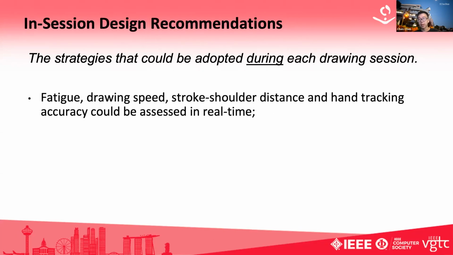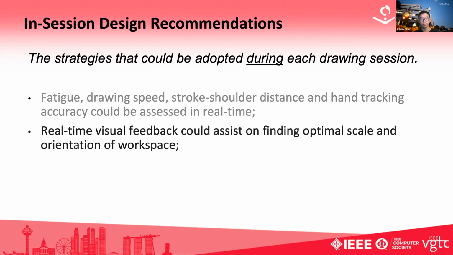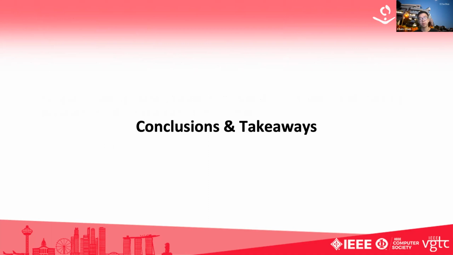The second type of design recommendation focuses on the in-session stage, which refers to strategies that could be integrated during each drawing session. For example, the information of fatigue, drawing speed, stroke shoulder distance, and hand tracking accuracy could be visualized in real time to help users better regulate their drawing postures. Potential feedback also includes the scale and orientation, which, as demonstrated by our findings, have impacts on the drawing precision.